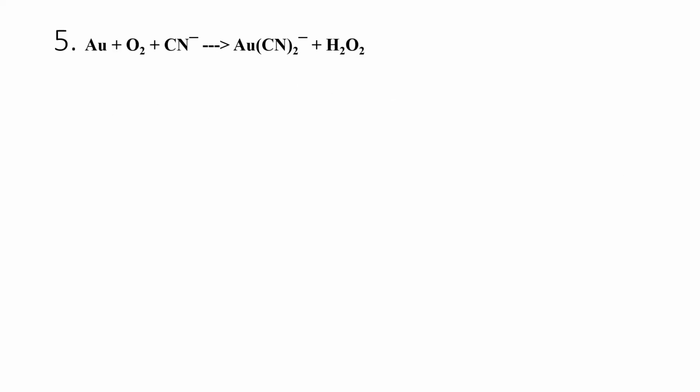Number 5, Au to B, Au, Cn times 2 minus. Here you need Cn minus because you have Cn here. So plus Cn minus. And then the charge. The charge is minus 1, minus 1.